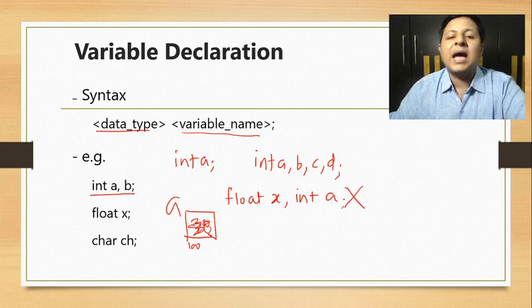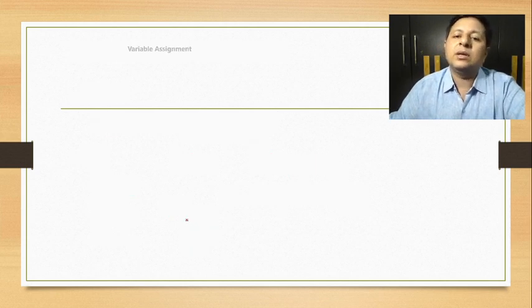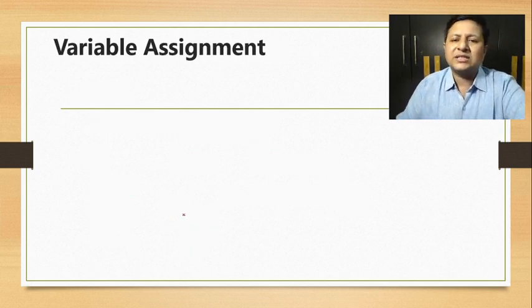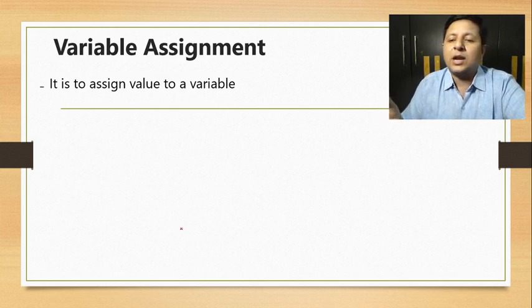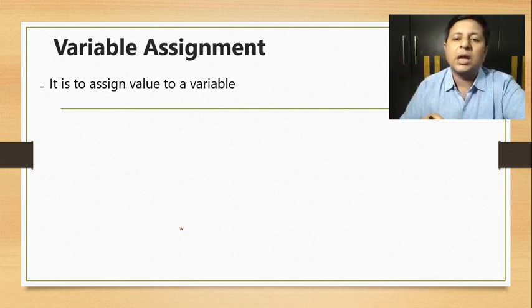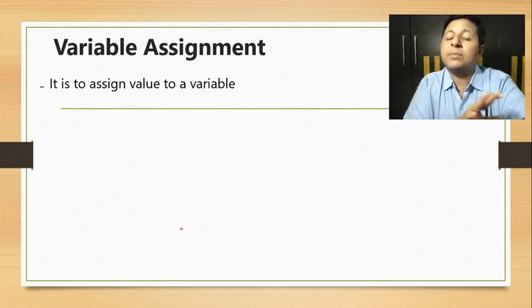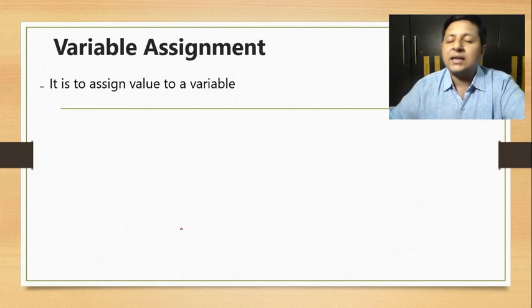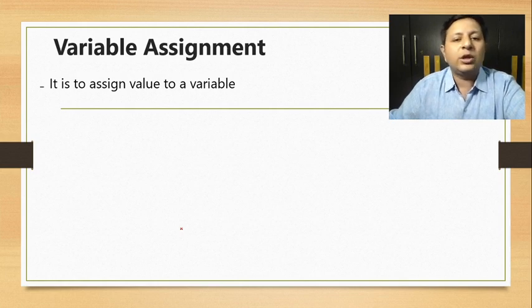Okay, so obviously the variable becomes usable to me only when I assign some value to the variable, and that concept is called variable assignment. Variable assignment is to assign a value to a variable. If I declare a variable and leave it as it is, it's going to store garbage, and it is not advisable to use a variable without assigning a value to it, because the value of that variable is unpredictable. That's the reason it's a very bad practice. You should always assign some value to it, and only then use it.